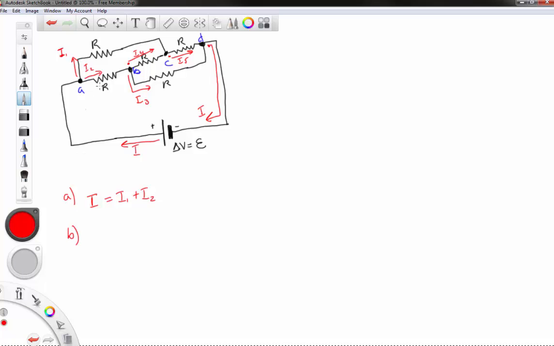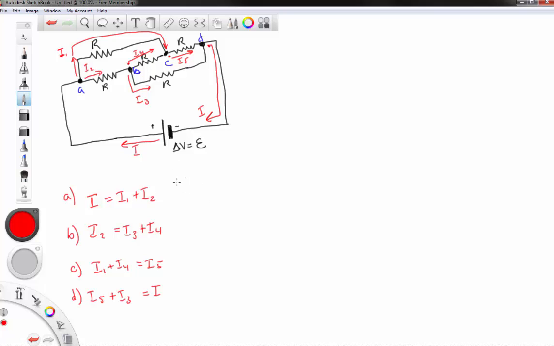For junction B, the current entering is I2. The current leaving must be I3 plus I4. In junction C, the current entering is, and again we can draw I1 coming all the way around like this, I1 and I4 entering. So I1 plus I4 enter it, I5 is leaving it. In junction D, for what it's worth, we have I5 entering it along with I3. And so I3 plus I5 must also equal I.